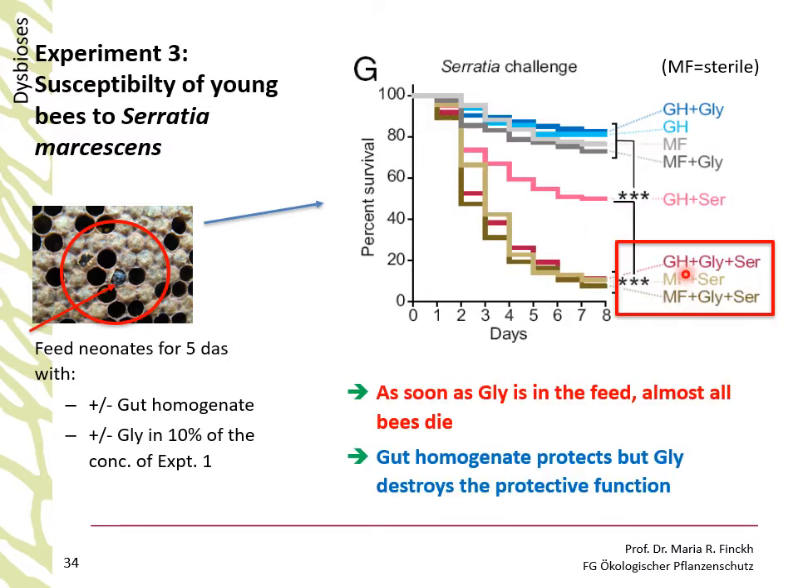If the bees got gut homogenate with glyphosate, or sterile sucrose with Serratia, or sterile sucrose with glyphosate and Serratia, basically all of them died. So you can see that the gut homogenate is protecting them rather well if it is not contaminated with glyphosate. So glyphosate obviously destroys the protective function of the gut.